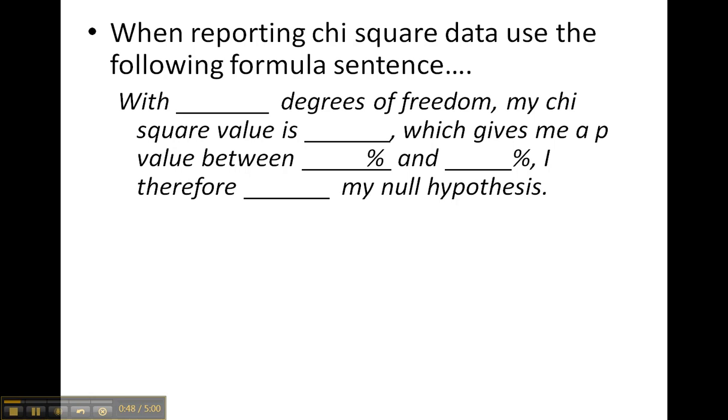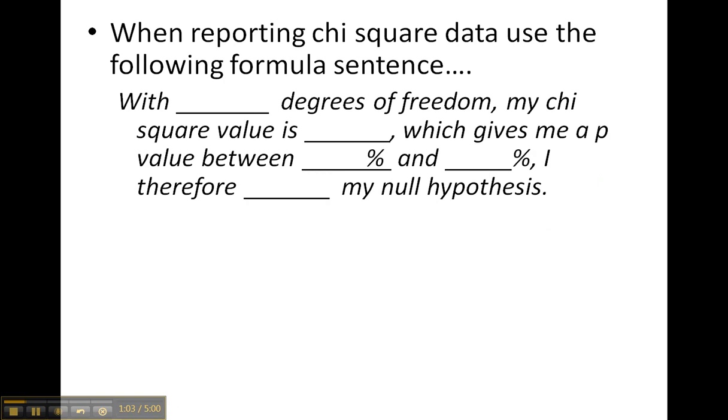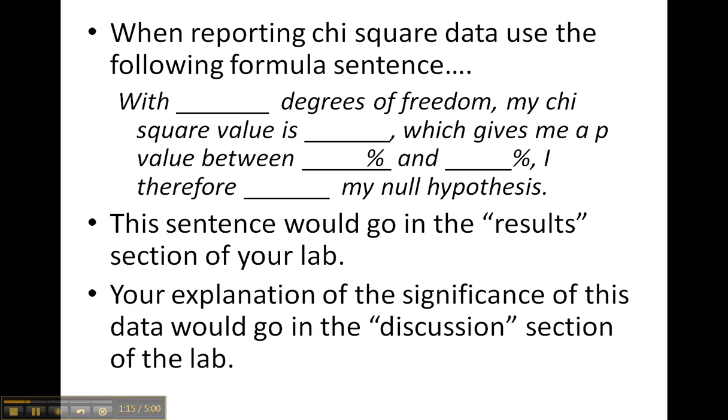If you look back again, we're between 5 and 10%, because these are decimal versions of percent. And I would say it's leaning towards the reject. So I would say reject. With 1 degree of freedom, my chi-square value is 3.6, which gives me a p-value between 10 and 5%. I therefore reject my null hypothesis. So this sentence itself will actually go into the results section of your lab.